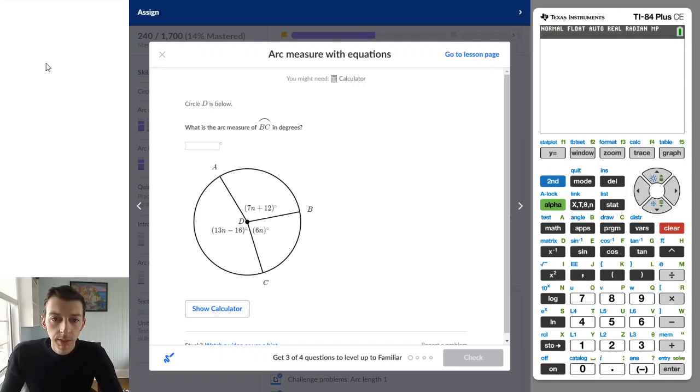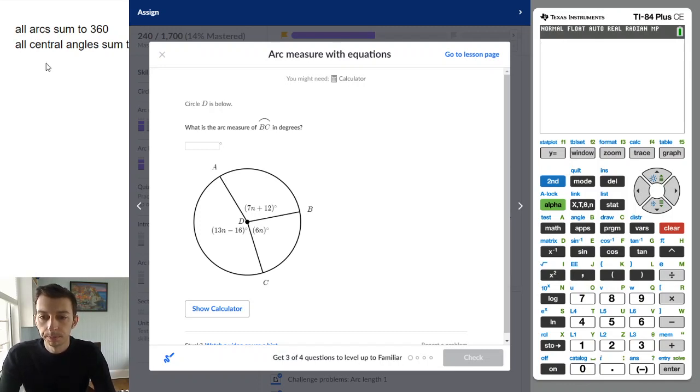The first thing that I have to know is that all arcs sum to 360 degrees, and all the central angles sum to 360 degrees. If we know that and we acknowledge it, then we can set up an equation. I should be able to say that all my central angles, 7n plus 12, plus 6n, plus 13n minus 16, is equal to 360 degrees. I didn't put my parentheses around these because I'm adding the expressions together. I don't need to use the parentheses. If I was subtracting, I'd want to really make sure I did that.